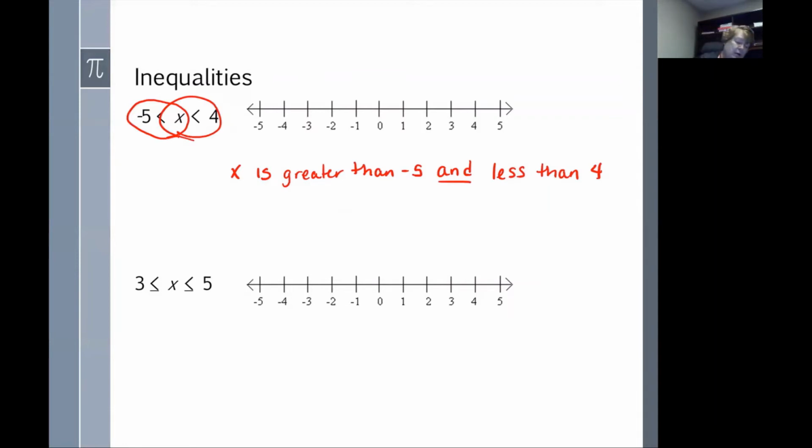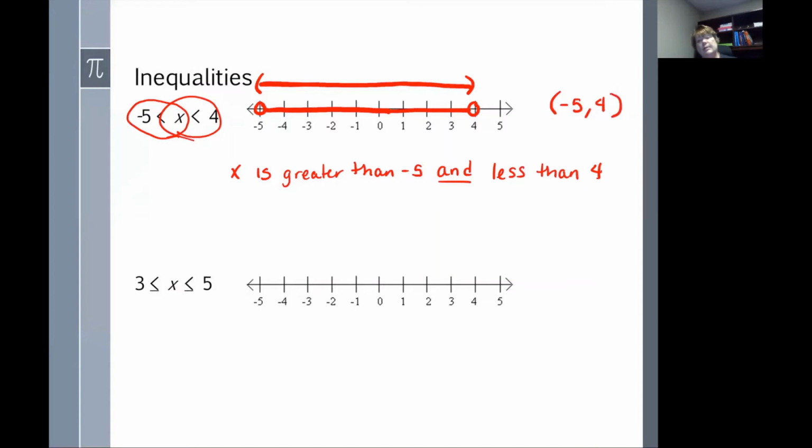So if we were to draw this using circles, we would have a circle at negative 5 and 4, and then we would draw a line of all the numbers in between. Using parentheses, it would look like this. A parenthesis at negative 5, a parenthesis at 4, and a line showing all the numbers in between. So how do we write this in interval notation? We're going to write this as parenthesis, negative 5, comma, 4.